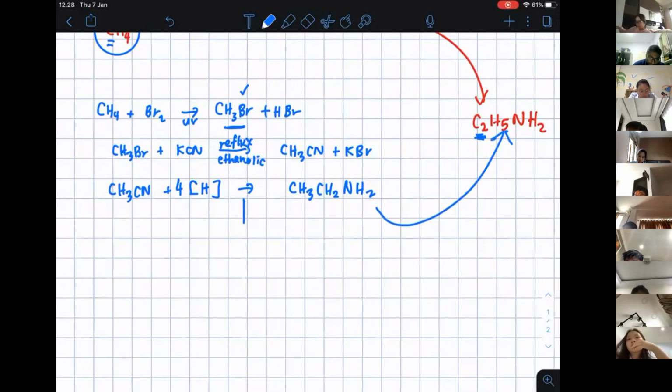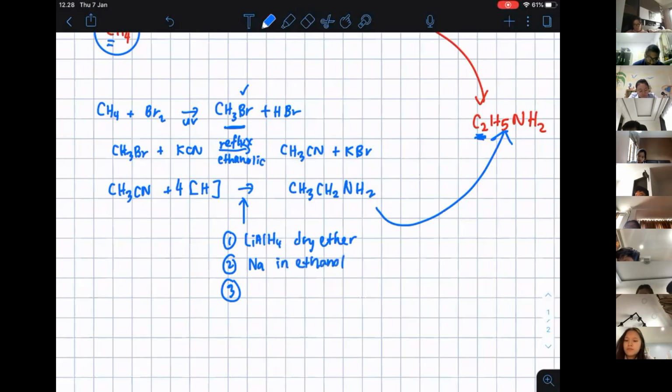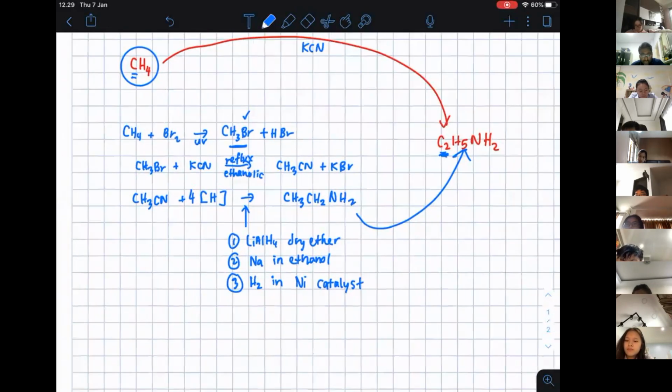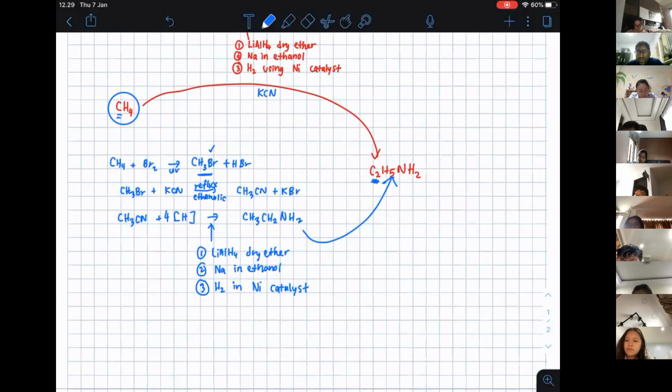So this happens under what condition? You can actually use any of these 3: LiAlH4 in dry ether, or you can also use sodium in ethanol, or you can use hydrogen with a nickel catalyst. Is that clear, guys? This is one example of questions that they'll ask you, because they will actually try to combine everything.